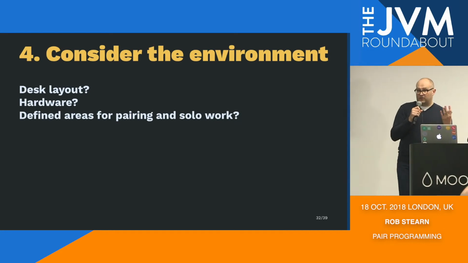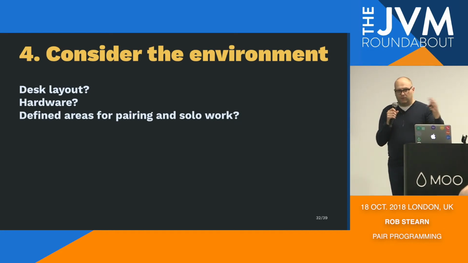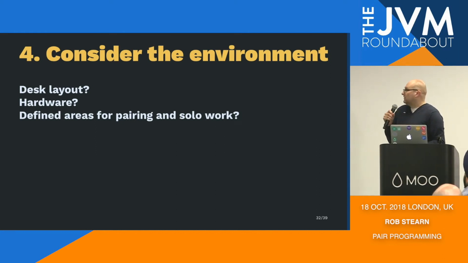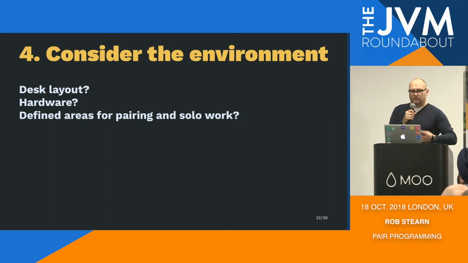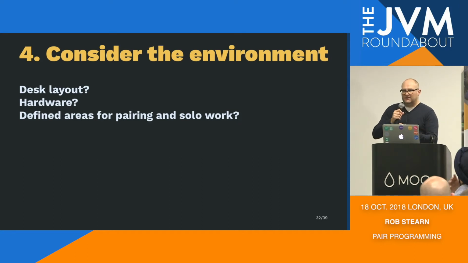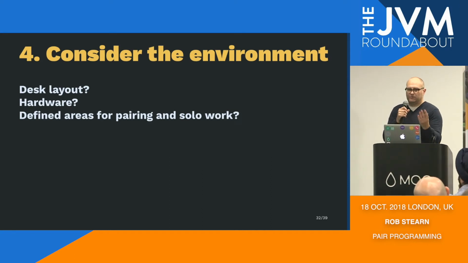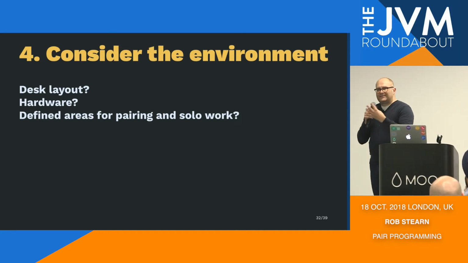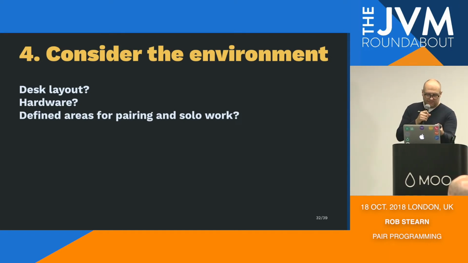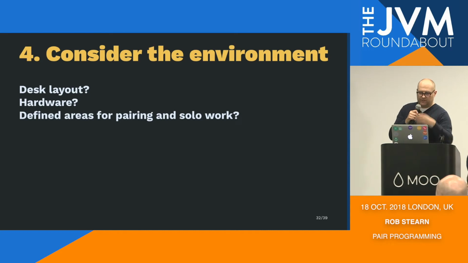Some of the teams have actual dedicated pair programming stations where people go and work, and then there is just one screen and one keyboard. And in the same way, is the hardware optimized for that? Have you got the right keyboards and screens and mice? You know, if you have an iMac on everybody's desk, that's not necessarily terribly helpful. Whereas if you've got laptops and screens or more standardized stations where you can move around, that's going to be a help. And as I say, defined areas for pairing and solo work.